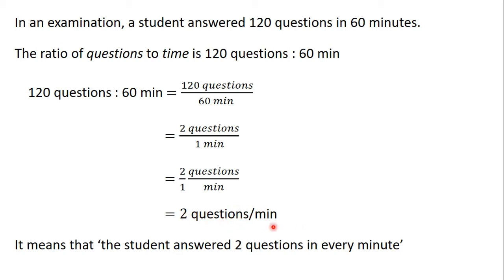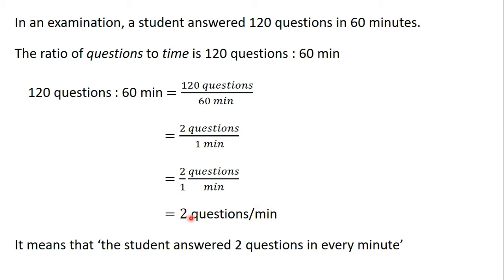We have 2 questions per minute, and as we have seen, it means that the student answered 2 questions in every minute. So when you see 2 questions per minute, what it means is that the student answered 2 questions in 1 minute. Finding this rate is very important because with this rate, we can use it to find the number of questions the student answered when the time changes. We can also use it to find the time that it will take the student to answer a certain number of questions.